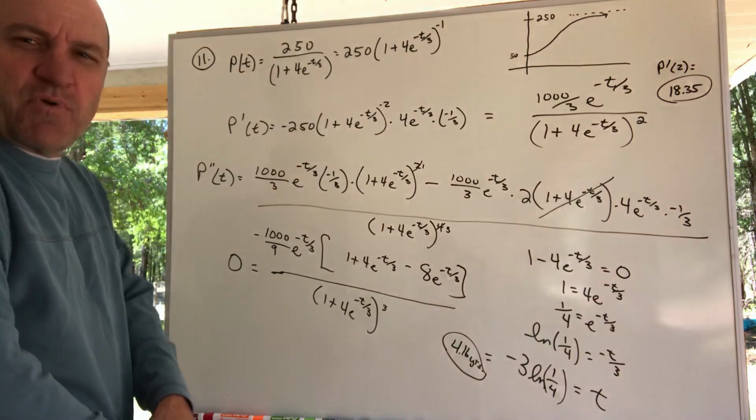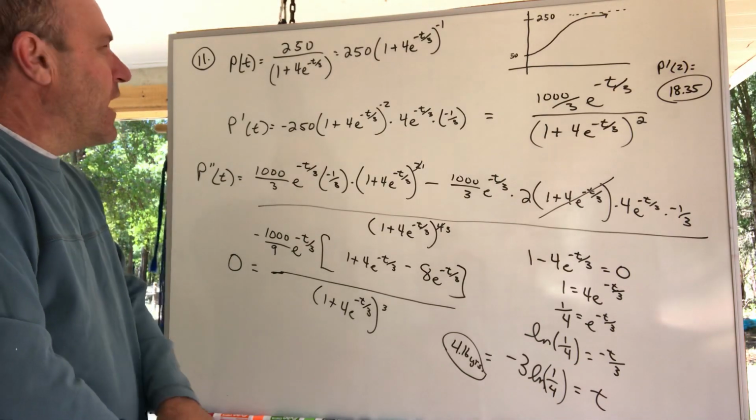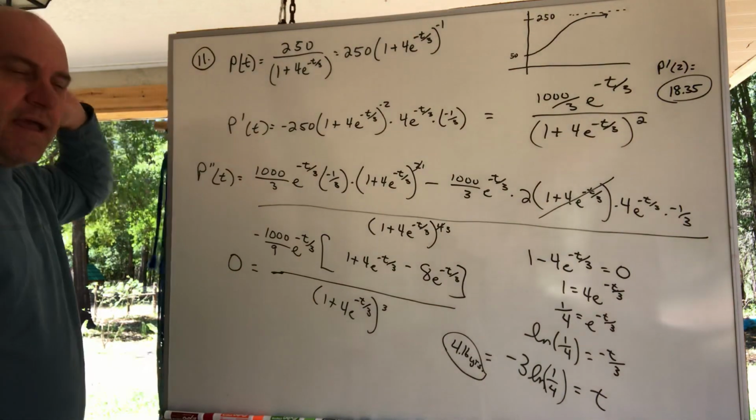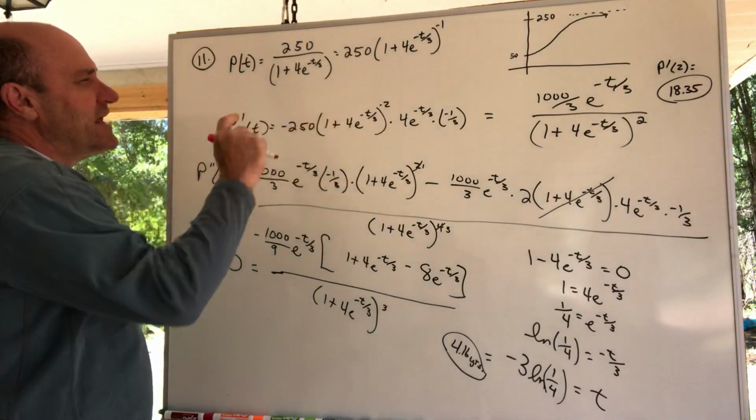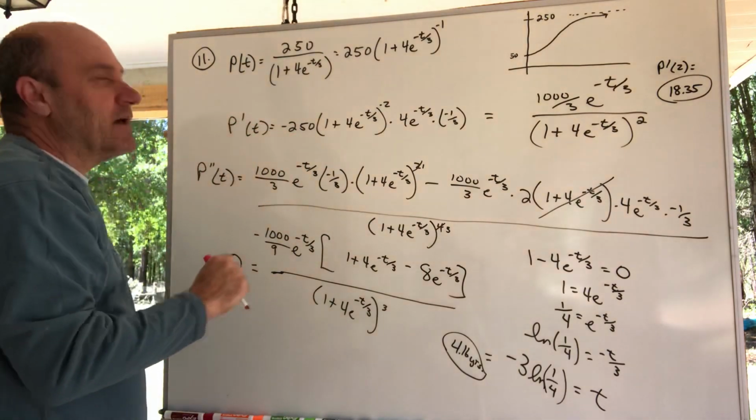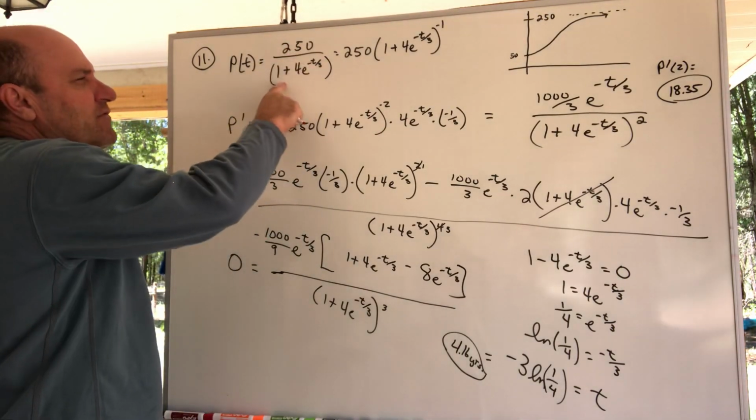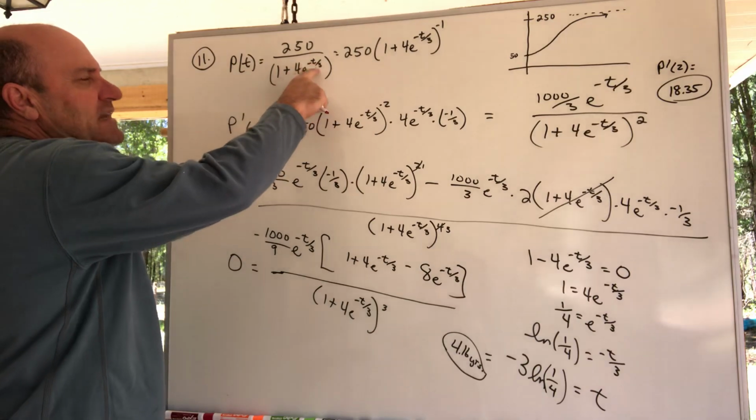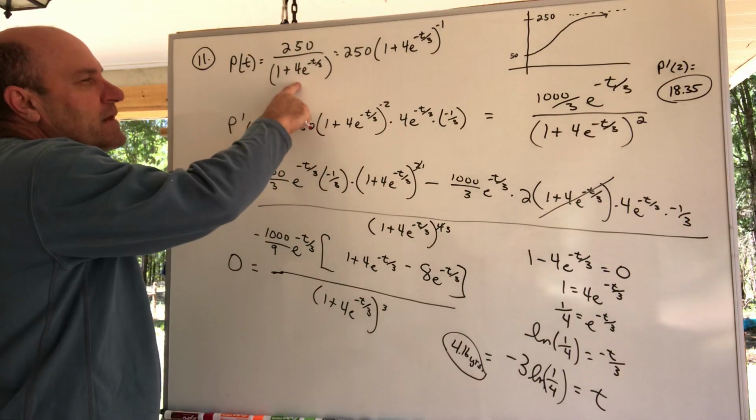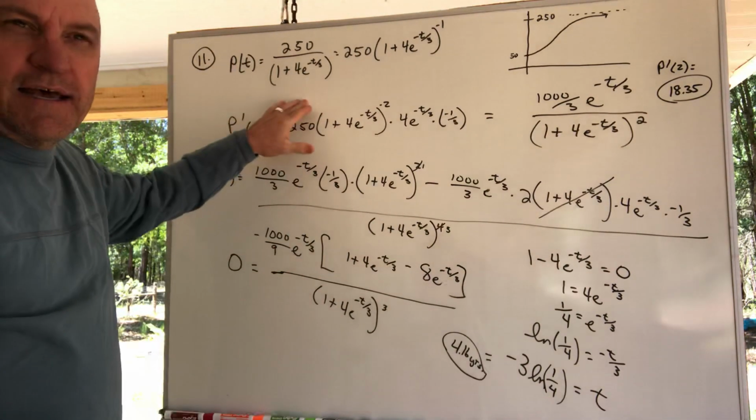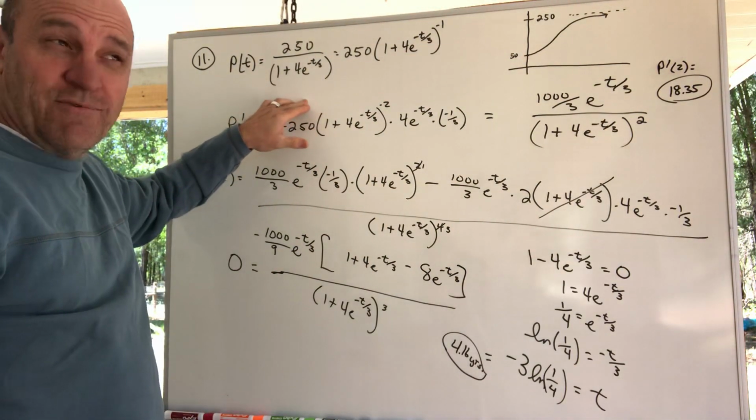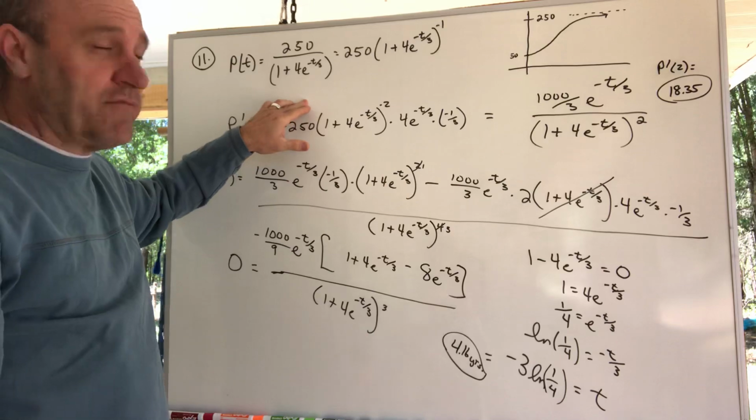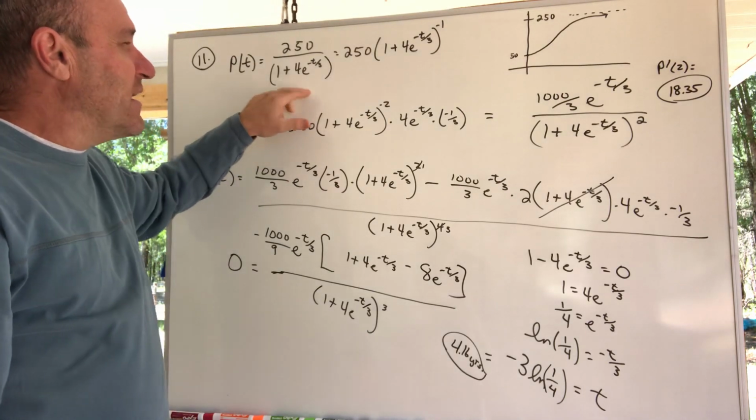This is the last problem on your test you're working on. This is number 11, and this is actually it, so I thought I'd try to help you with it. There's this population of elk, and this is the equation: 250 over 1 plus 4e to the negative t over 3. It asks to find the rate at which the population is growing. Of course, the rate at which the population is growing is the derivative. So I need to do a derivative.